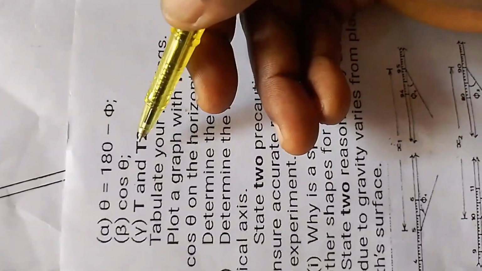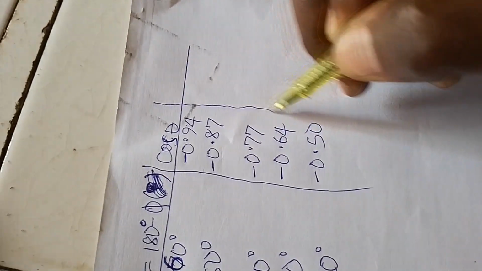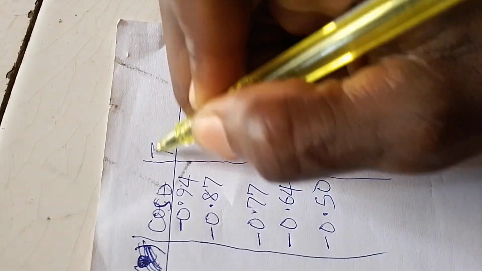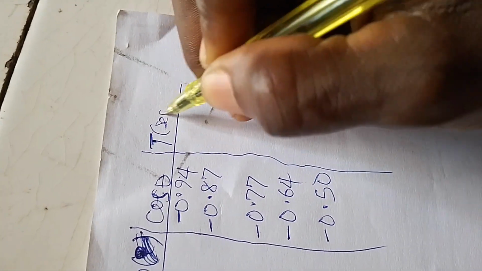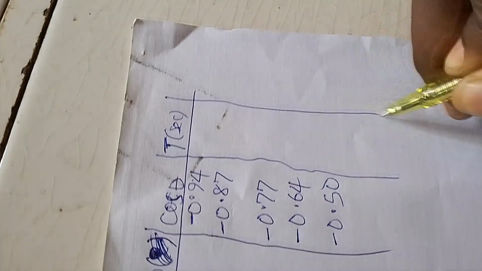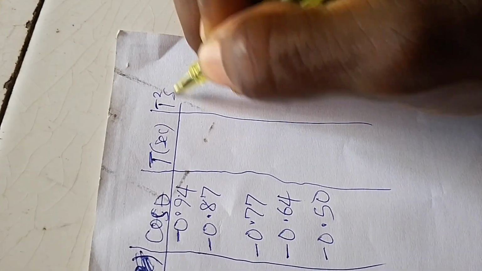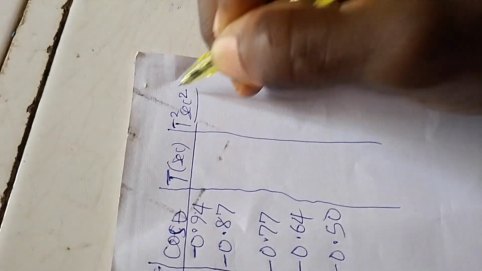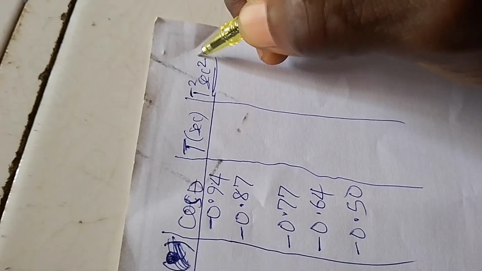Now, if you come back here again, they say we should find the period T and also T squared. Mind you, this is T squared, not T2. Now, T and also T squared. To get our T, the unit is second. That is the period. Then we'll have T squared, also second squared. Don't forget.